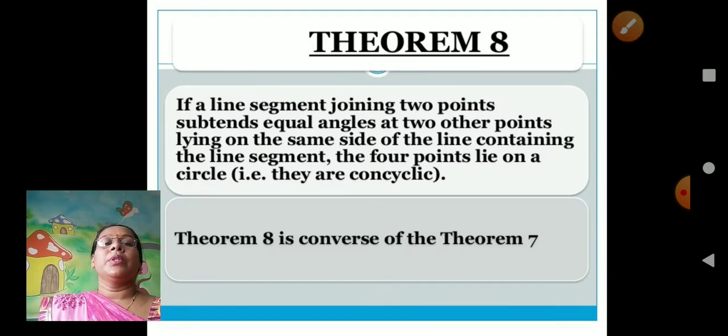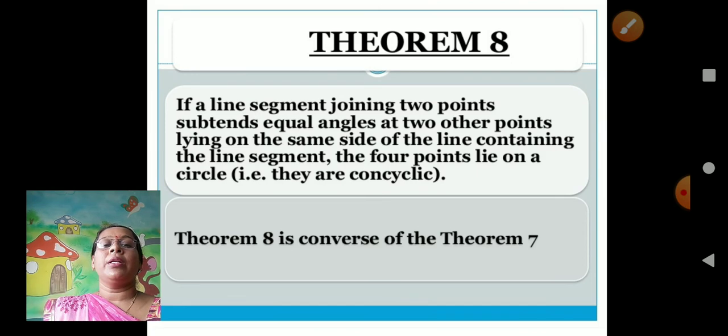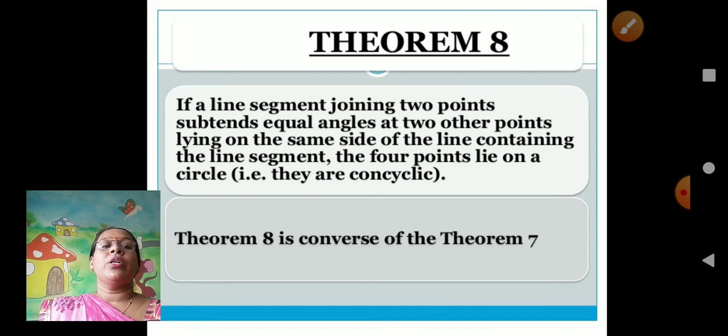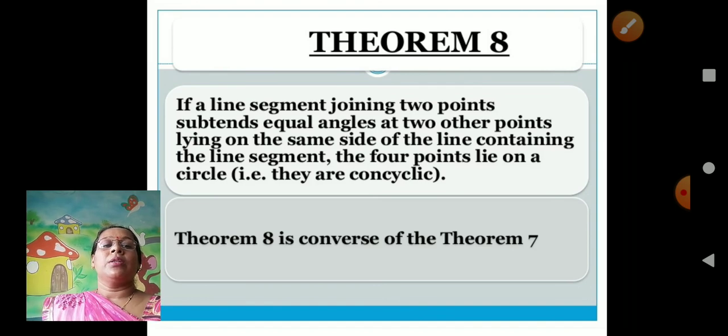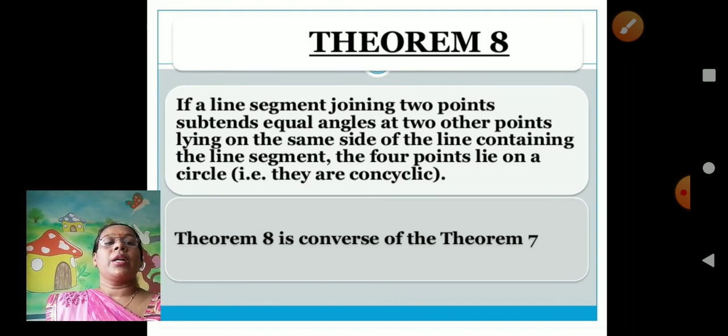Now the last theorem, if a line segment joining two points subtends equal angles at two other points lying on the same side of the line containing the line segment, the 4 points lie on the circle. Means if you consider 2 points which are on the same side, then all these 4 points, the vertices of the angles and the end points of the angle, form a quadrilateral, and those points are called concyclic points, and that quadrilateral is called a cyclic quadrilateral.